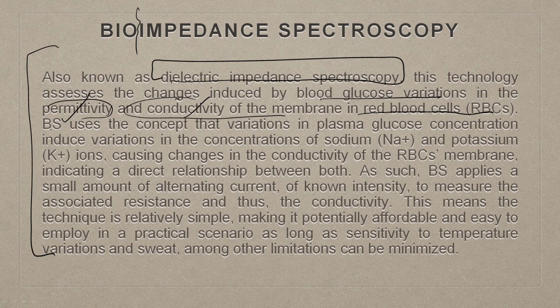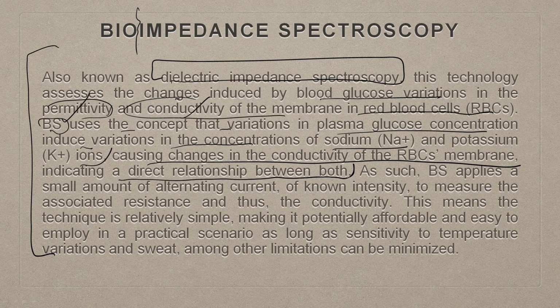So, bioimpedance spectroscopy uses the concept that variations in the plasma glucose concentration induce variation in the concentration of sodium and potassium ions, causing changes in the conductivity of the RBC membrane, indicating a direct relationship between both.